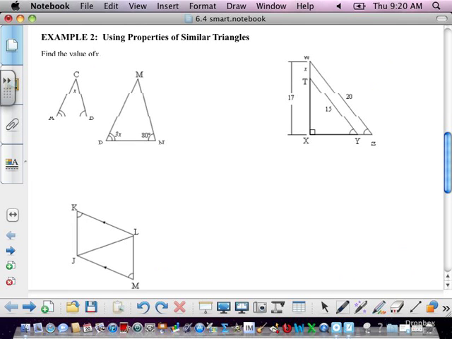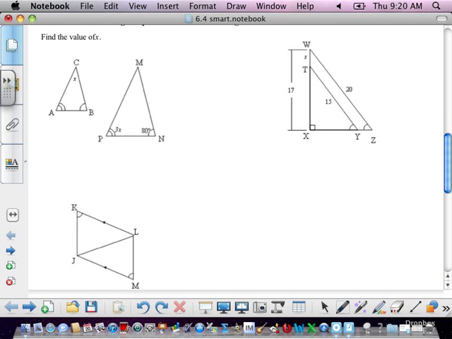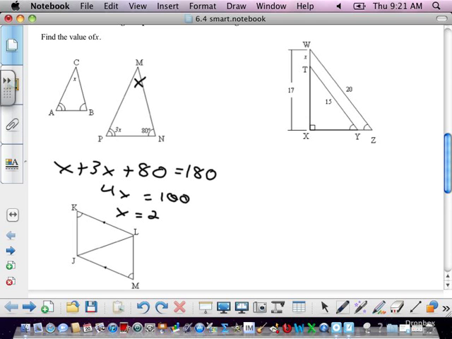So let's look at example 2. We're going to find the value of x by using this angle-angle similarity. Okay. What would the measure of m be, since these two triangles are similar? X. What do the interior angles of a triangle add up to be? 180. X plus 3x plus 80 equals 180. Okay, I'm going to do two things at once. You ready? X and 3x is 4x. Subtract 80, 180 minus 80 equals 100. So x equals 25.